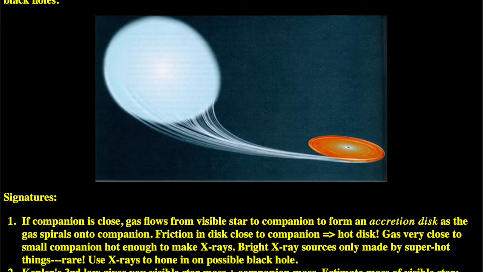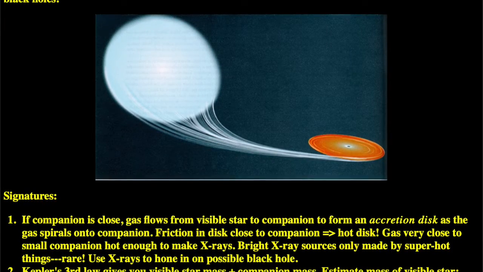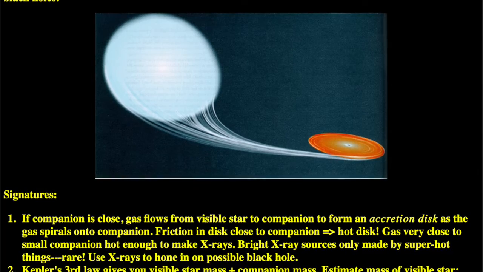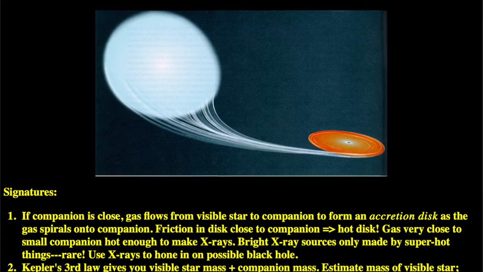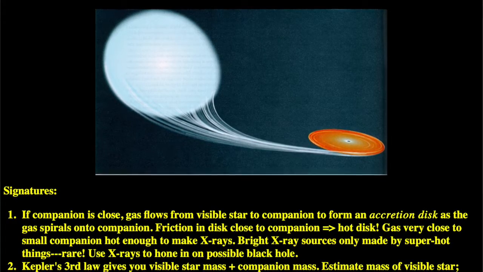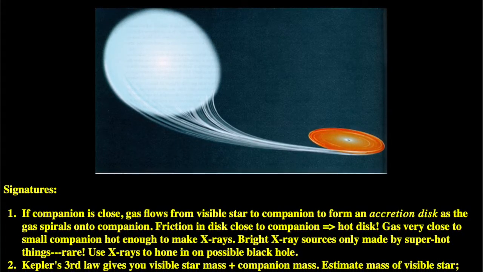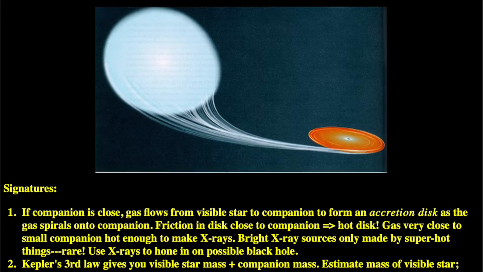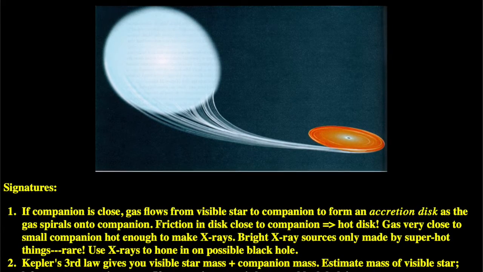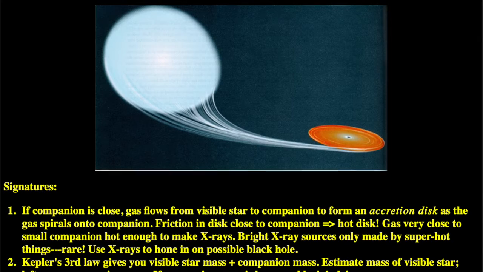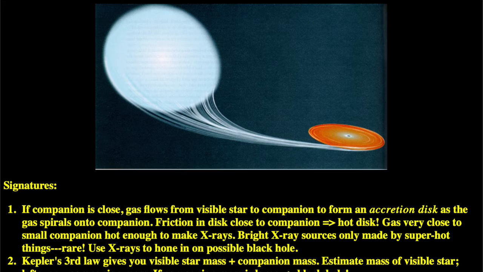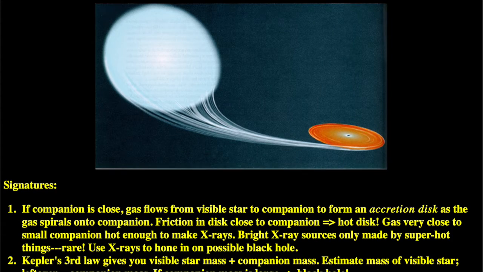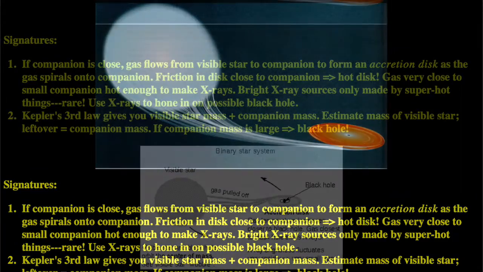Friction in the disk close to the companion can cause the gas to get hot enough to glow. The gas very close to the small companion becomes hot enough to make X-rays. Bright X-ray sources are made only by super hot, compact things, so bright X-ray sources are very rare. That's why we use X-rays to hone in on possible black holes. Neutron stars can also produce a lot of X-rays, so we need to find how massive the companion is.